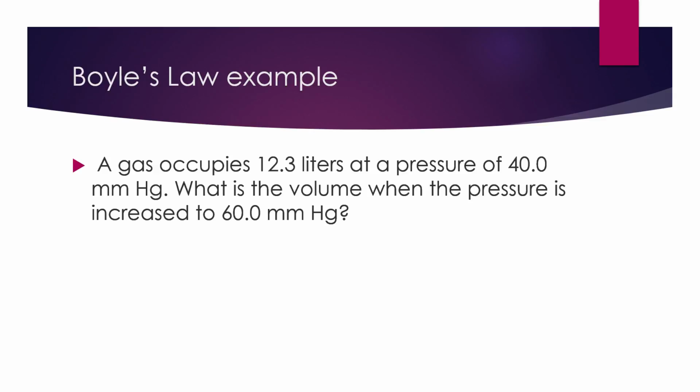Well, how do we get the V2 all by itself? We just need to divide both sides by 60. So 60 divided by 60 is 1 times V2 is V2, and then we just need to do 492 divided by 60. Put that in your calculator. What do we get? We get 8.2. Don't forget to use units. That would be 8.2 liters.